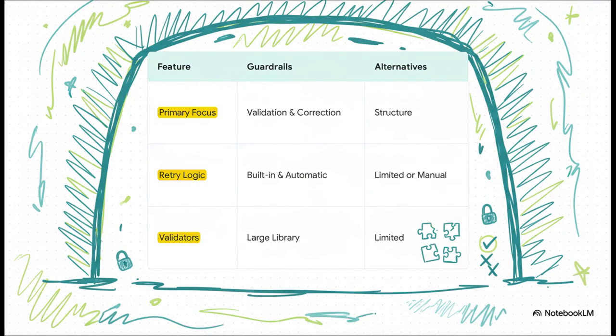And when you look at the whole ecosystem of tools out there, you can really see where Guardrails carves out its own unique space. Tools like Instructor are fantastic, but they focus mostly on getting that structured output. Guardrails does that too, but its main differentiator is that deep, deep focus on validation and, critically, the automatic correction and retry logic. It's just a much more comprehensive safety system.